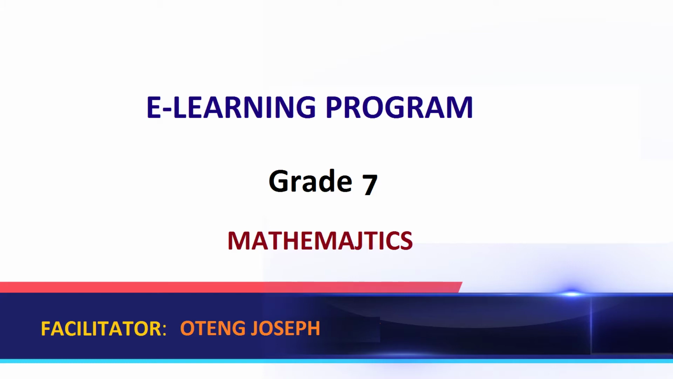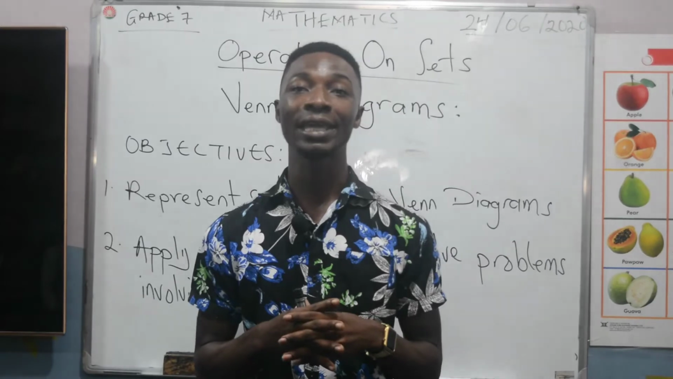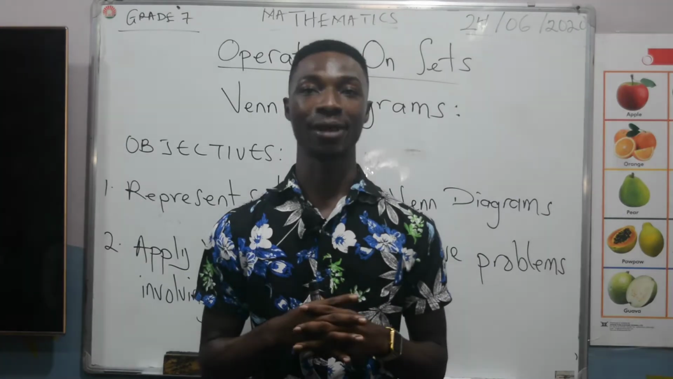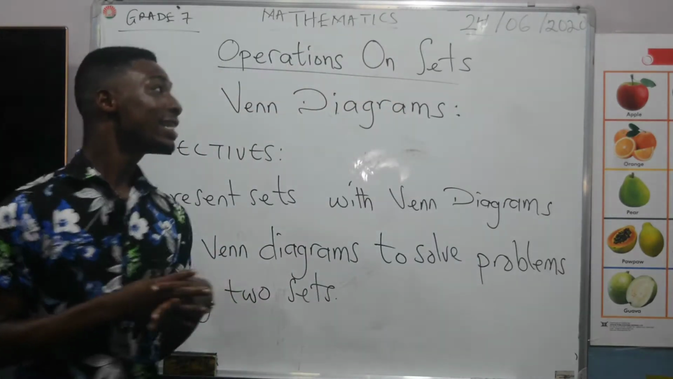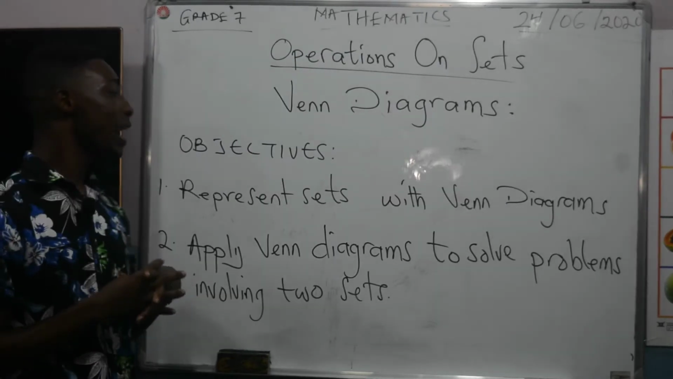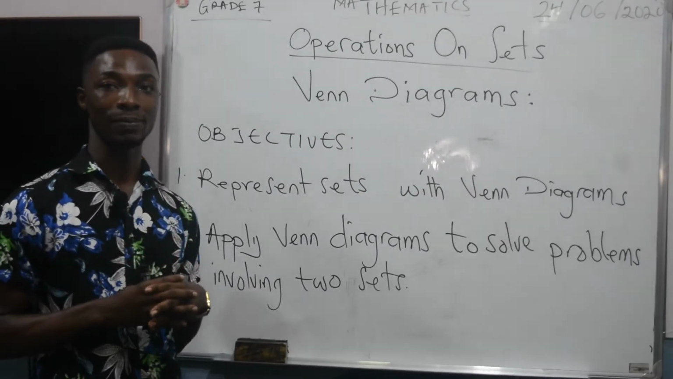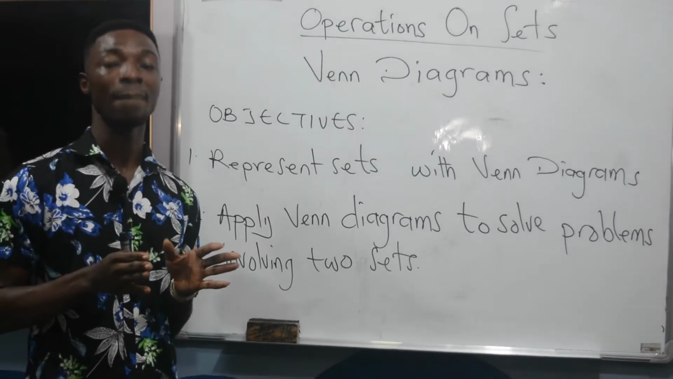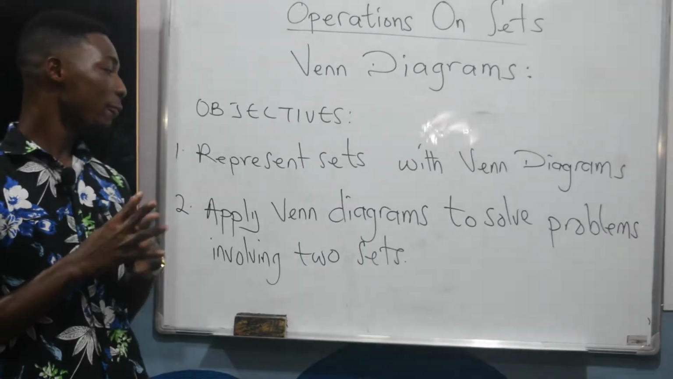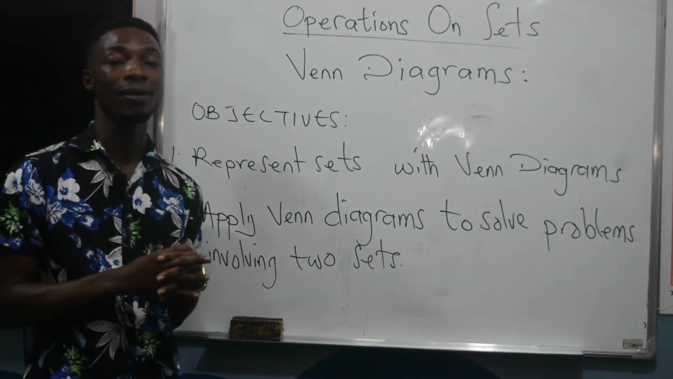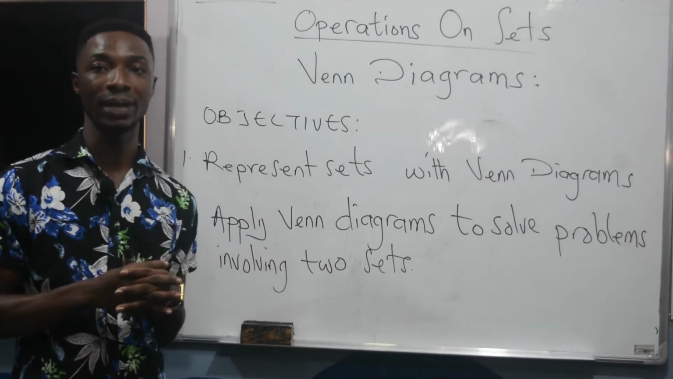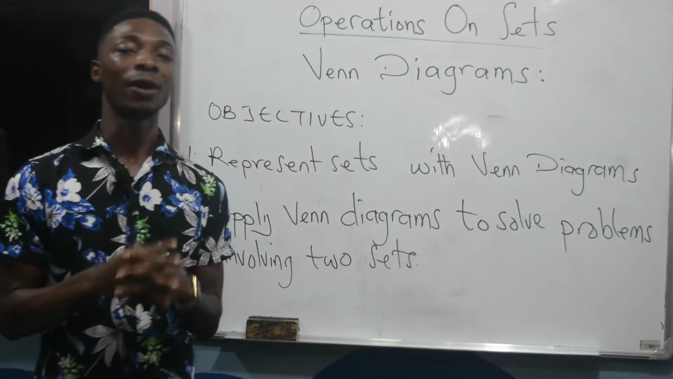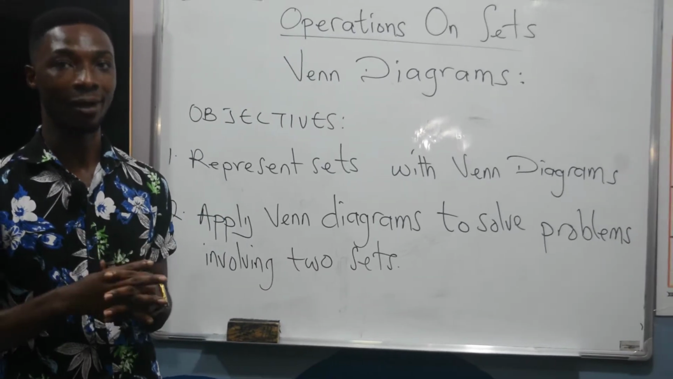We are going to have a lesson in grade 7 mathematics on the topic operation on sets, specifically on Venn diagrams. In this lesson, we are going to learn how to represent different kinds of sets with Venn diagrams. Then we will also learn how to apply Venn diagrams to solve two-set problems.